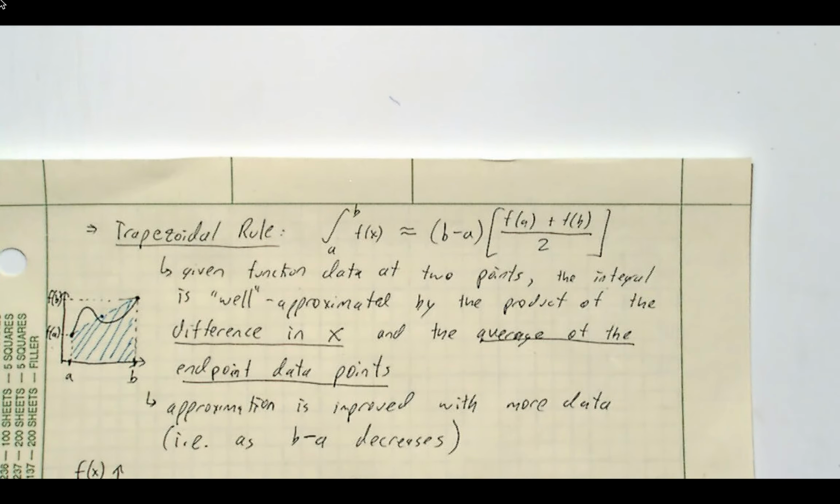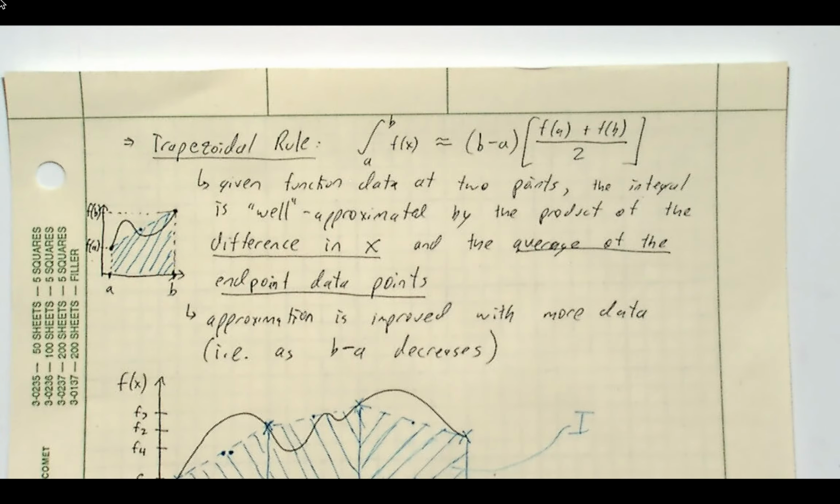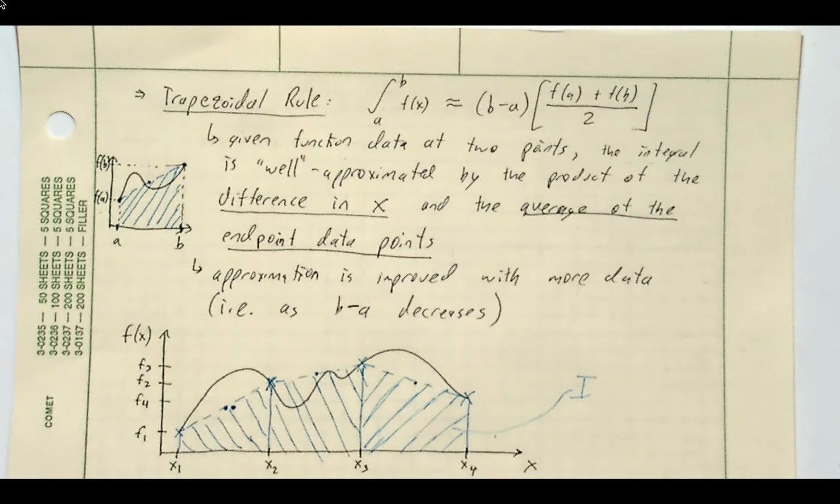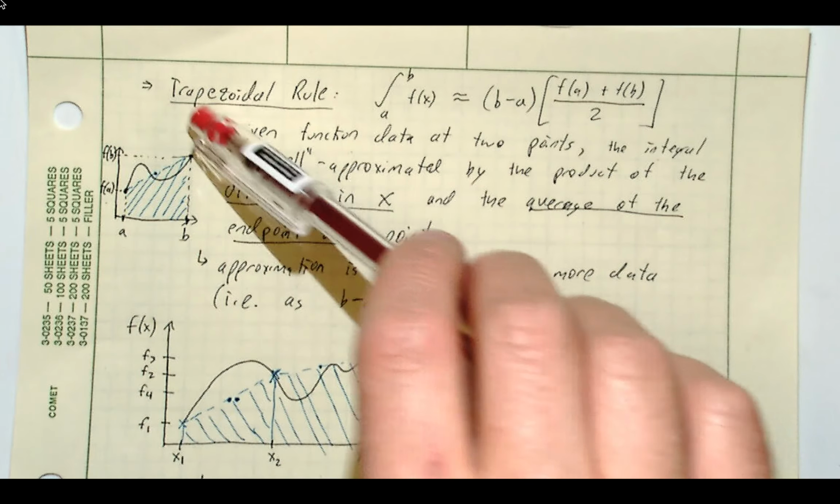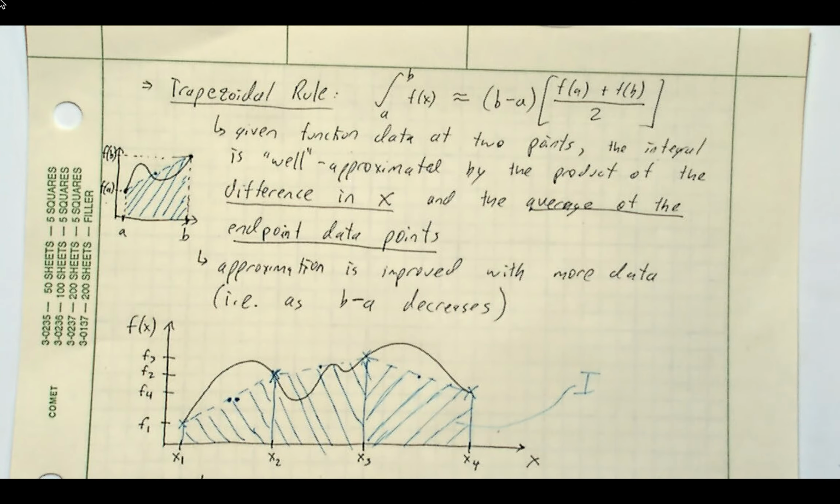So I hope this is a bit of a refresher, that you've seen this before. If not, do a Google search for the trapezoidal rule. Wikipedia has a nice article on it. Pull out any book.